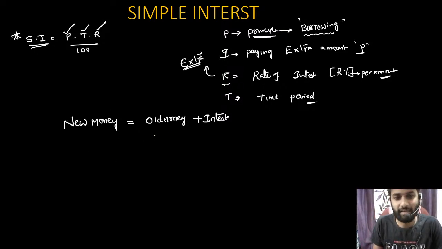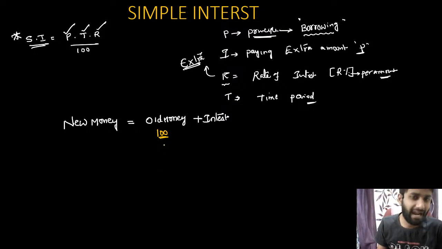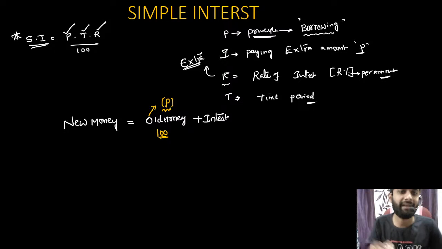See, for example, I deposited 100 rupees in a bank. Here my question: if I deposit 100 rupees in a bank, it means the bank is borrowing from me. So how much is the borrowing? It is 100 rupees. Any borrowing amount I can call the principal. That's why old money is always represented by the principal amount.